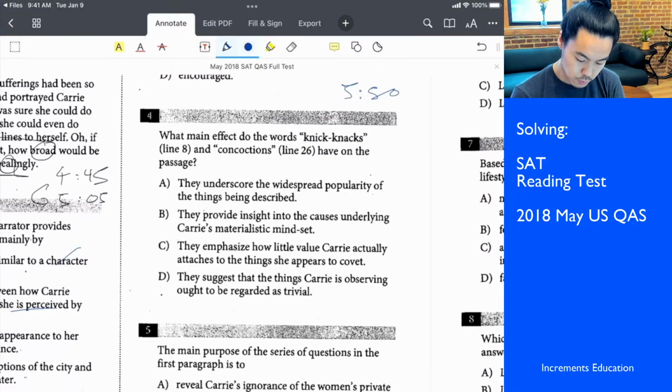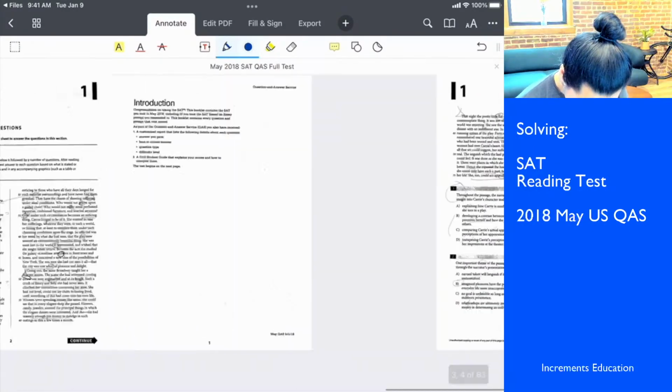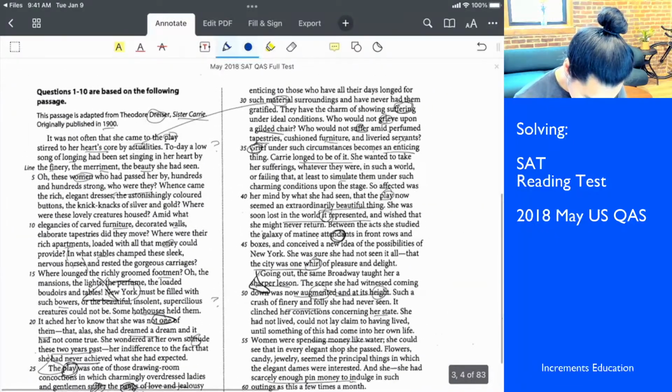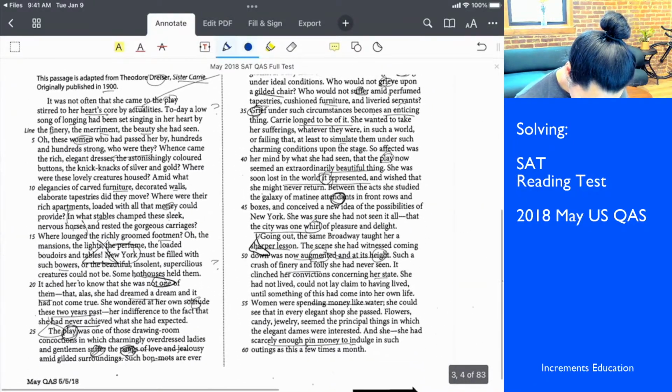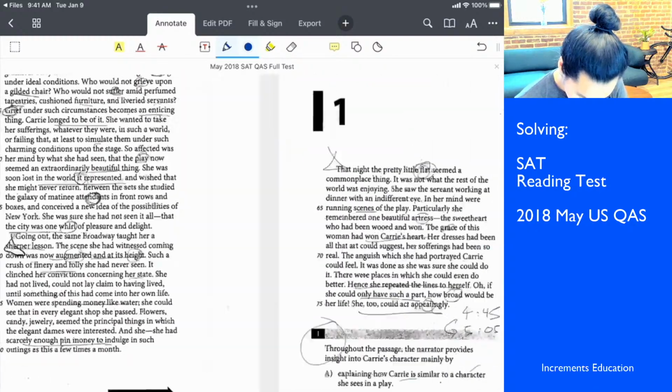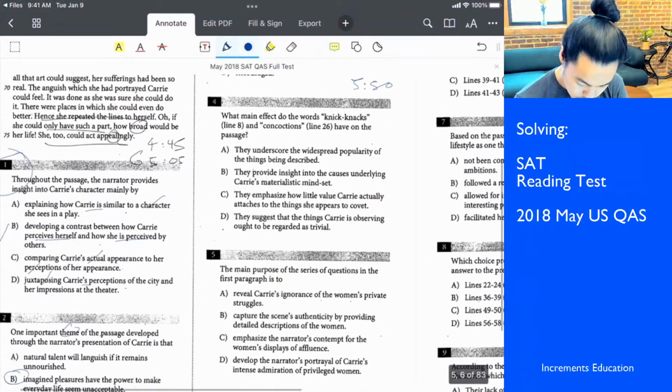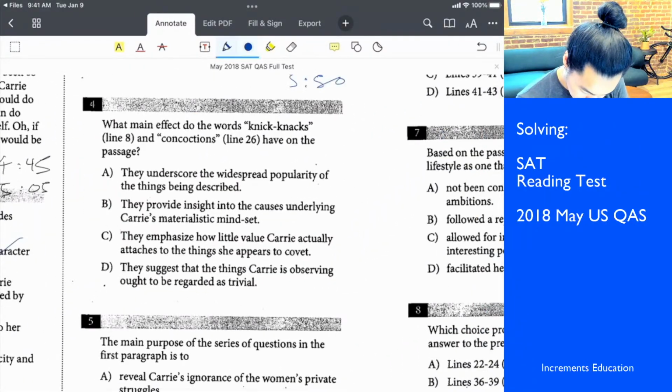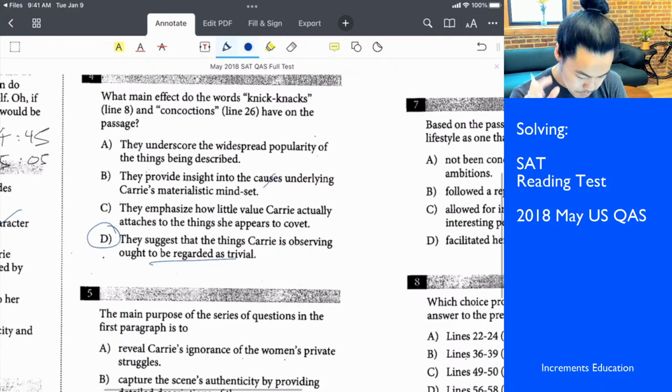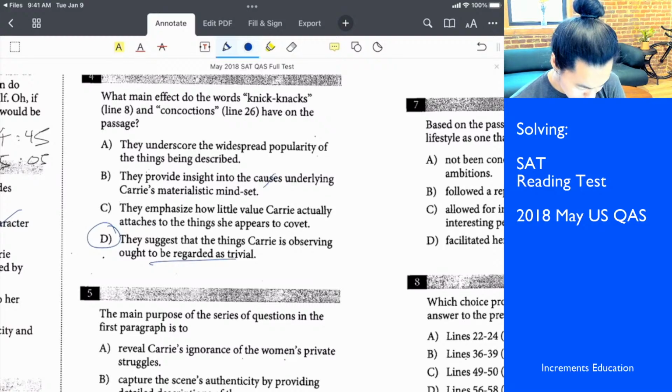What main effects do the words knickknacks and concoctions have on the passage? That's line 8 and 26. Concoctions. Okay, it makes it feel strange, exotic, and causes no. It ought to be regarded, sure. Because there is a bit of an irony. That's kind of a tough question, huh? I think 7-0. I think it'd be tough for some of you guys.